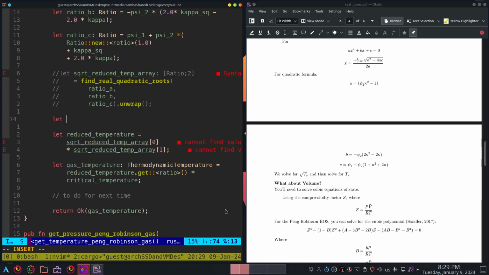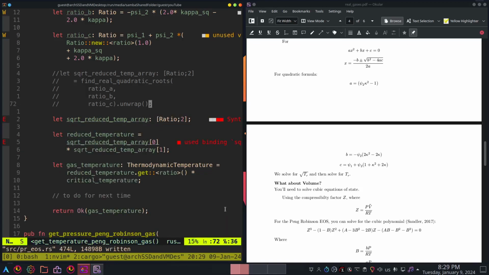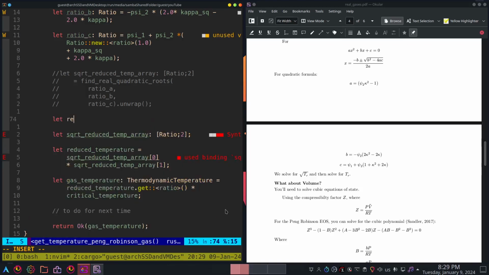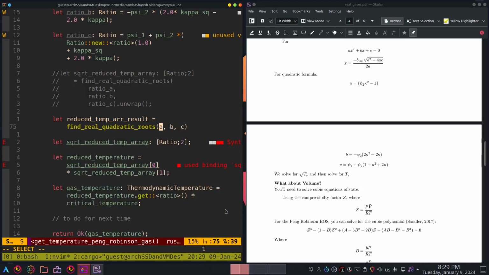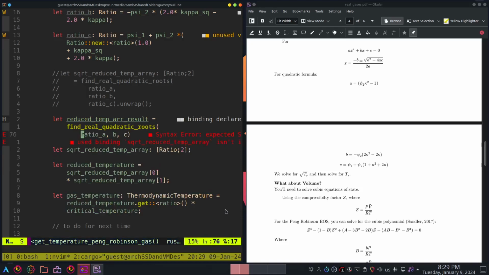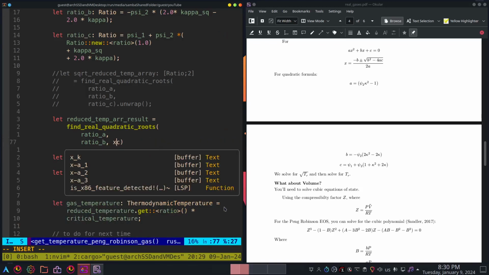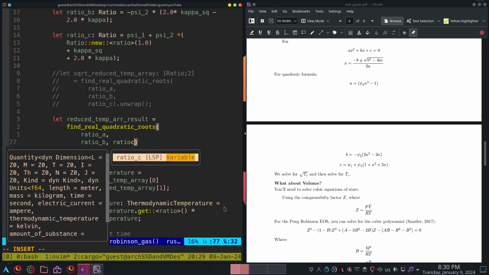Let square root reduced temperature array, and this will be a ratio 2. It will be as such, it's the same thing. First thing first, I'm going to get the reduced temp array result. So this is the slow way. This equals find real quadratic roots, ratio A, ratio B, and ratio C.